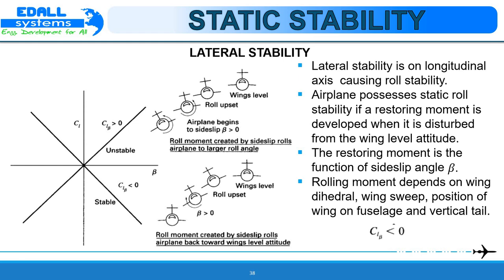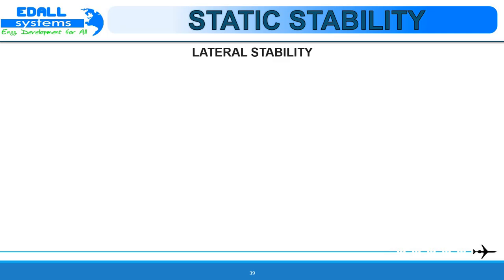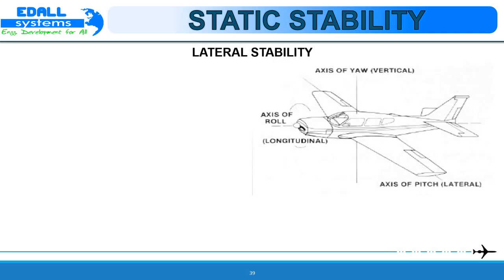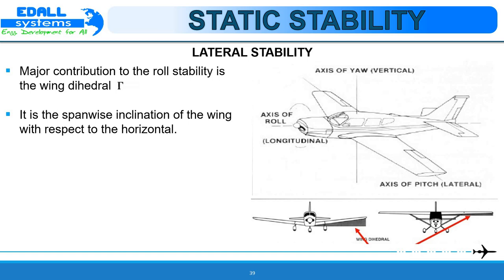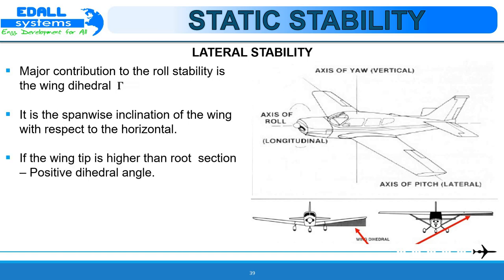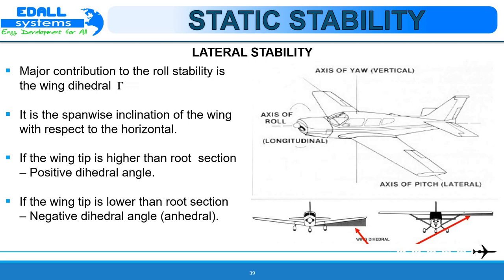The roll moment created on the aeroplane when it starts to side slip depends on the wing dihedral, wing sweep, position of the wing on fuselage, and the vertical tail. The major contributor to CL beta is the wing dihedral angle gamma. The dihedral angle is defined as the span-wise inclination of the wing with respect to the horizontal. If the wing tip is higher than the root section, then the dihedral angle is positive. If the wing tip is lower than the root section, then the dihedral angle is negative. A negative dihedral angle is commonly called anhedral.